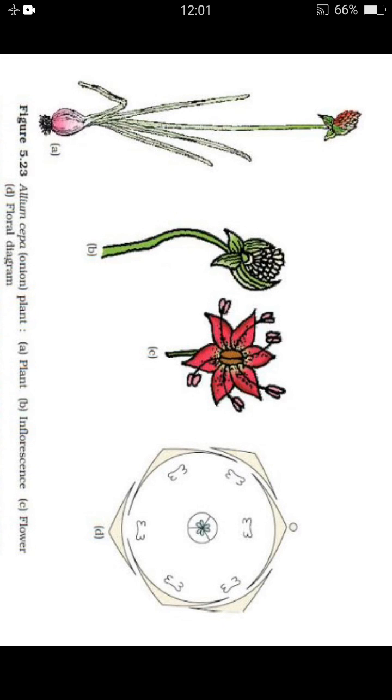They have underground bulbs or corms or rhizomes. For bulbs, you can take the example of Allium cepa, onion. For corms, you can take the example of Colocasia. Next, for rhizomes, you can take the examples of ginger and turmeric. These are all included in this Liliaceae family. Hope you are following the examples also, very important for competitive examinations.